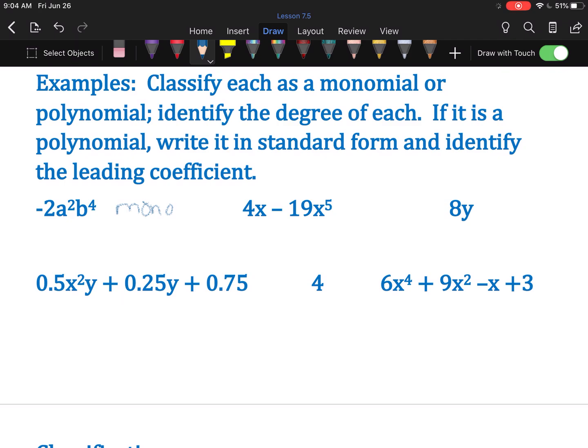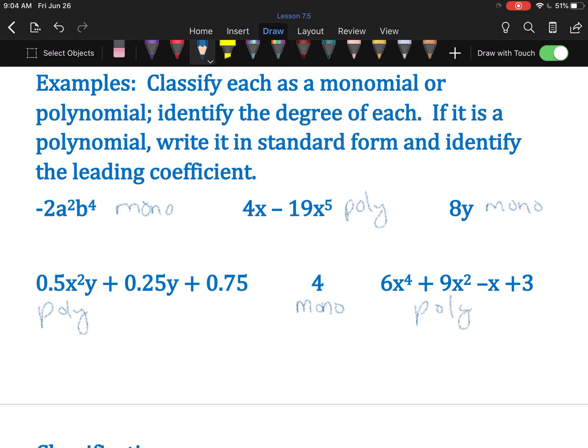For the next one, 4x minus 19x to the fifth. Minus. That's a polynomial. 8y. No adding or subtracting. That's a monomial. 0.5x squared y plus 0.25y plus 0.75. Plus. Because there are plus signs, this is a polynomial. 4, the number. No adding or subtracting, it's a monomial. And 6x to the fourth plus 9x squared minus x plus 3. I said plus and minus several times. That's a polynomial.